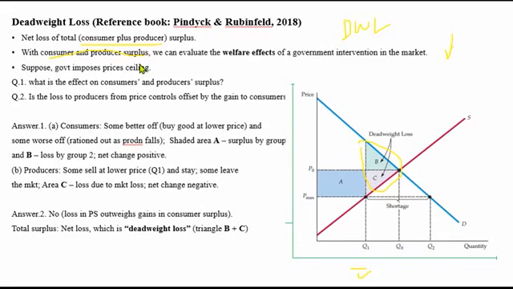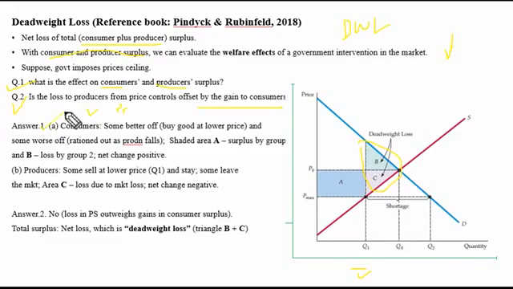Now suppose that the government is imposing a price ceiling, right? So there is a price ceiling, a certain limit on how high the price can be set. What will be the effect of that? We might have some questions like what is the effect of this price ceiling on consumer and producer surplus? And is the loss to producers from the price control offset by the gains to consumers? That is, whether producer surplus is greater than consumer surplus and whether that can offset the deadweight loss.